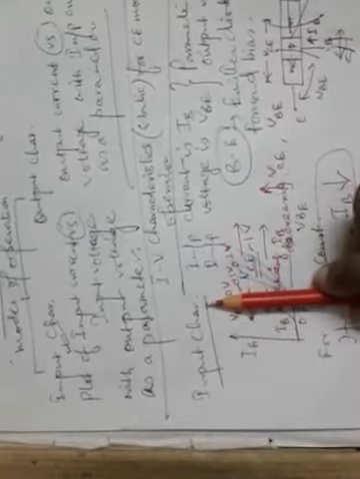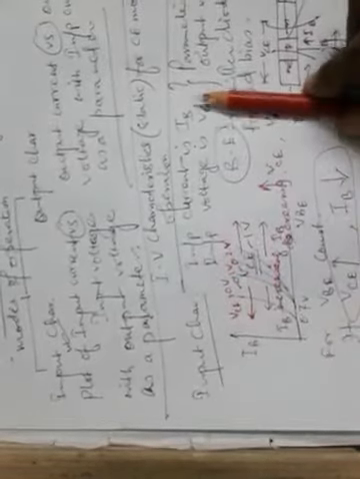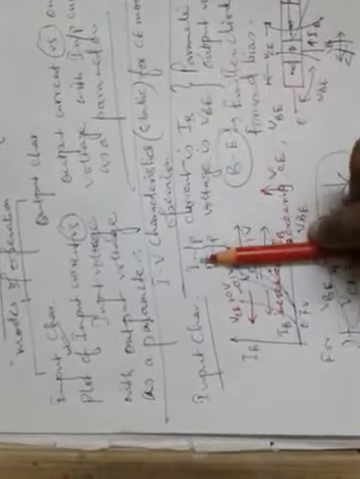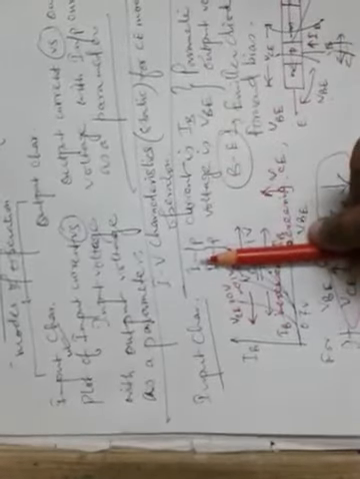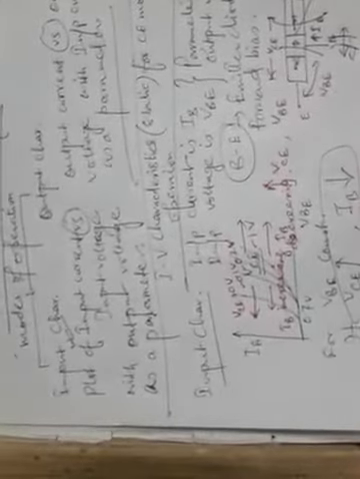So as we go on increasing VCE, the IB will be decreased. That means the characteristic curve will be going towards right. As we are decreasing VCE, the base current will be increased and the characteristic curve will go towards left. So this is the explanation of the input characteristics for common emitter mode of operation.